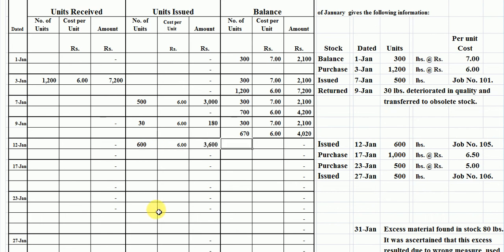Our current inventory card again shows 300 pounds at 7 per pound, and the remaining balance is 70 pounds of materials. The rate is 6 per pound here. Student, this is our inventory card again.